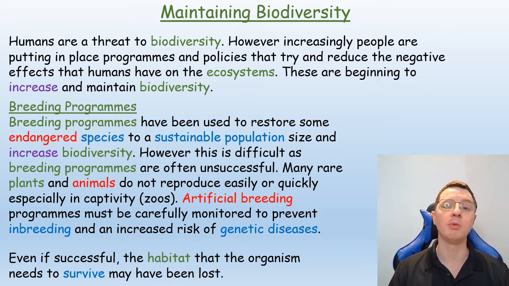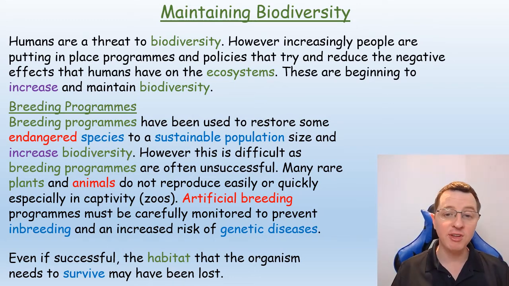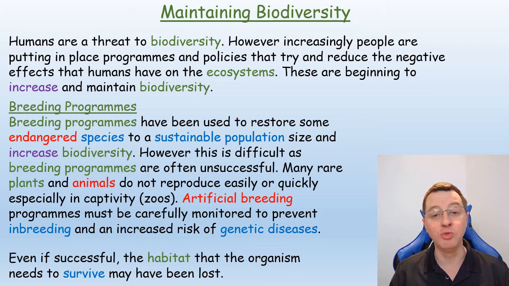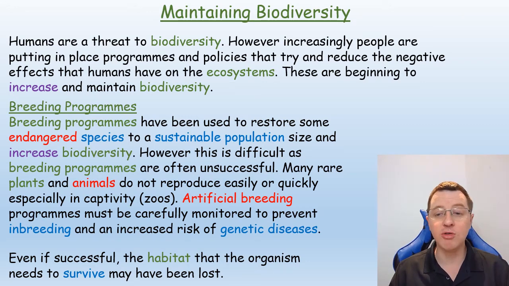Now, breeding programs have been used to restore some endangered species to a sustainable population size and increase the biodiversity. However, breeding programs are very difficult because they're often unsuccessful. Many rare plants and animals do not reproduce easily or quickly, especially in captivity like in zoos. And artificial breeding programs, even when they are successful, must be very carefully monitored to prevent inbreeding and the associated increased risk of genetic diseases in the population of the species you're breeding.